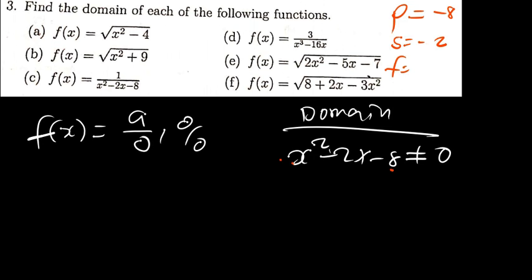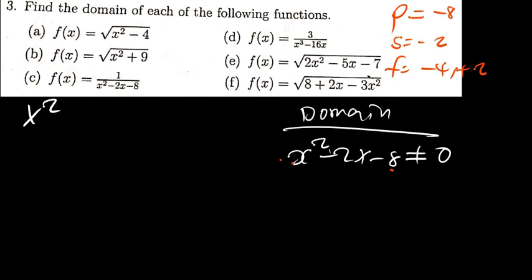What factors do we have? So let us see. It should be 4 and 2. So negative 4 and plus 2. Negative 4 times 2, positive 2, is the negative 8. Negative 4 plus 2 is negative 2. So then we are going to have, I'll continue from here.